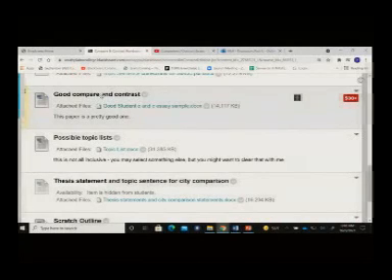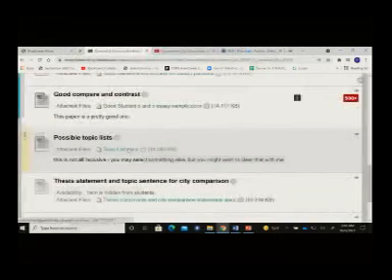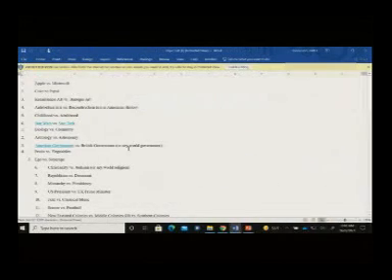Let me open up that. One other thing that I have in there for you guys is I also have a good compare and contrast essay. It's in the unit. Here's a possible topic list. This is not all-inclusive. You can write off of this list, but I am going to tell you some of these that I don't want you to do because they're too simplistic.